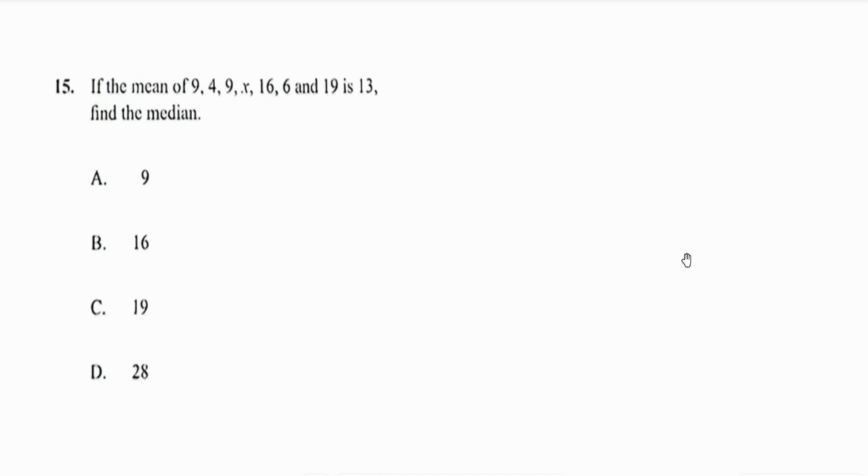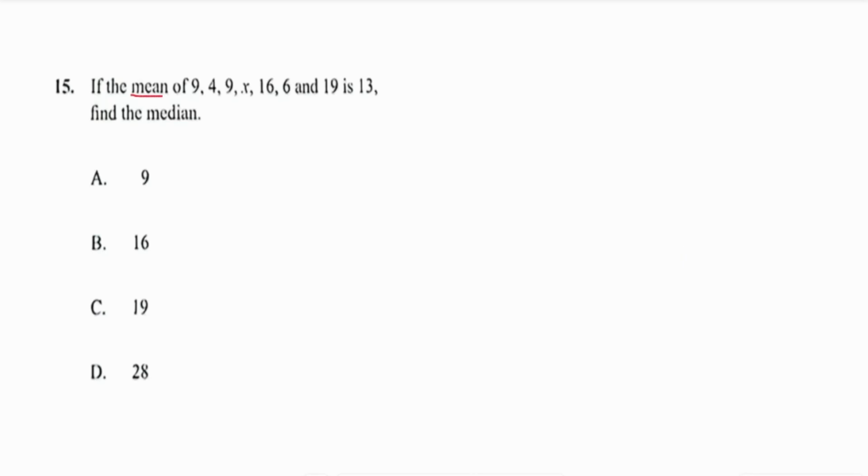I choose to put these two questions together because they require the same concept or understanding, which is statistics, to be able to solve. And we move straight to question 15, which says that the mean of 9, 4, 9, x, 16, 6, and 19 is 13. Find the median.